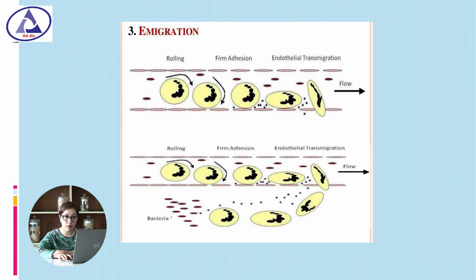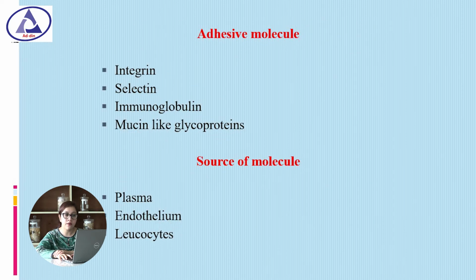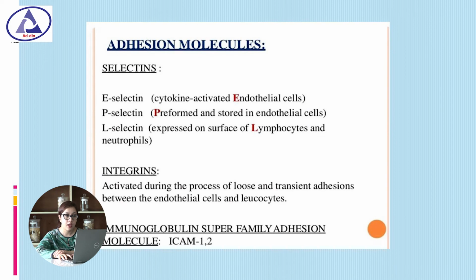This is a figure of emigration where rolling, firm adhesion and endothelial transmigration occur. Adhesive molecules are integrin, selectin, immunoglobulin and mucin-like glycoprotein. The sources of these adhesive molecules are plasma cells, endothelial cells and leukocytes. Selectin is also of three types: E-selectin, where cytokine activated endothelial cells express it; P-selectin, preformed and stored in the endothelial cell; and L-selectin, which is expressed on the surface of lymphocytes and neutrophils.